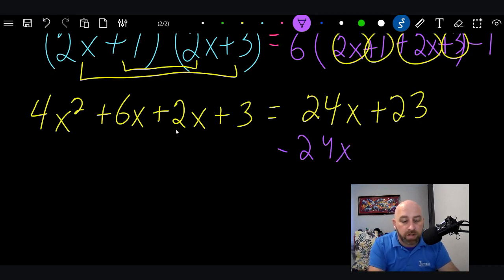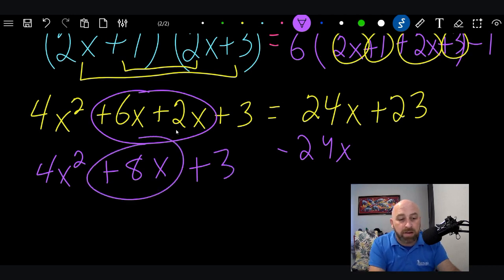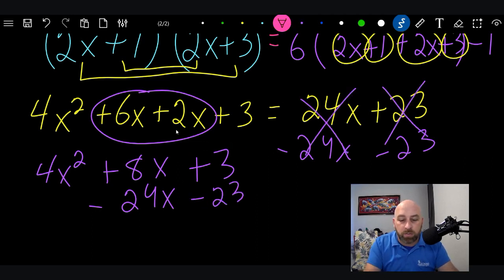So come over here to these x's. We can actually combine these x's right now. So 8x plus 3 minus 24x. That's going to come out of this one right here because that's a like term, minus 24x. And then I'm going to subtract 23 as well, minus 23. That's going to come out of here. So that's going to cancel, and then we're going to get equals 0 on that side.